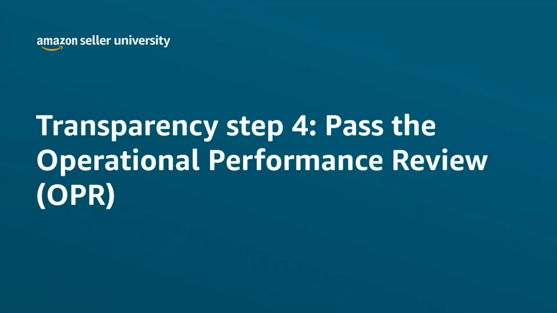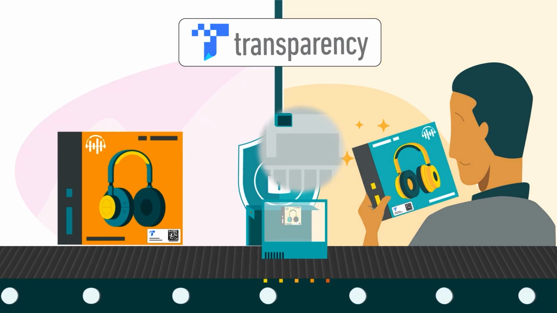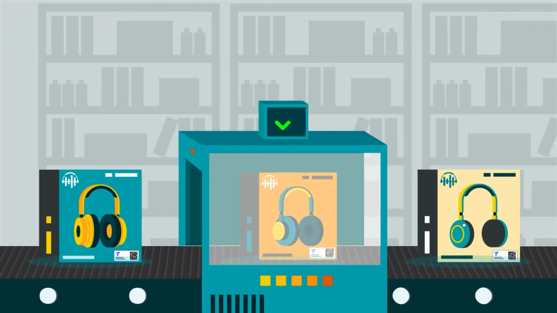Welcome to our training on how to pass the Transparency Operational Performance Review, or OPR. Transparency protects your brand and customers from counterfeits by ensuring every unit shipped is authentic.